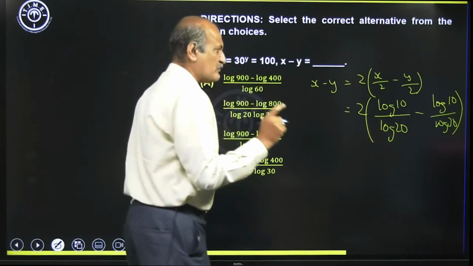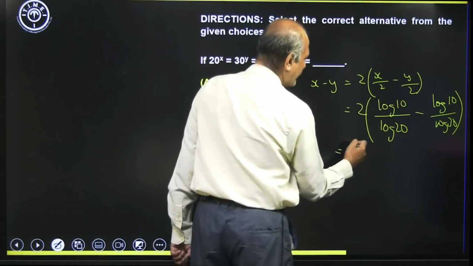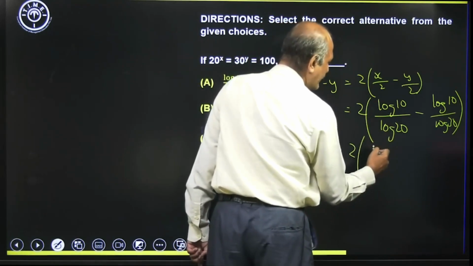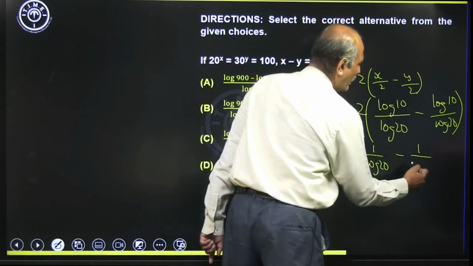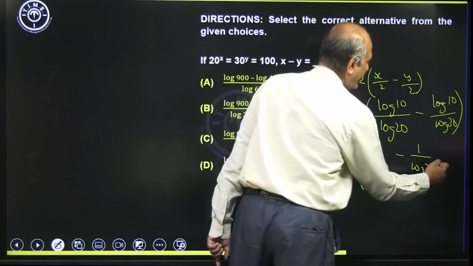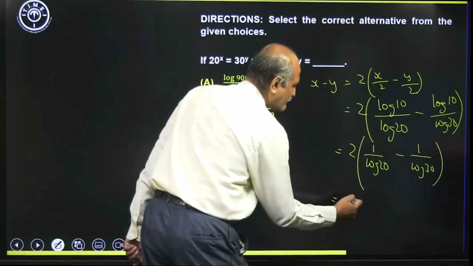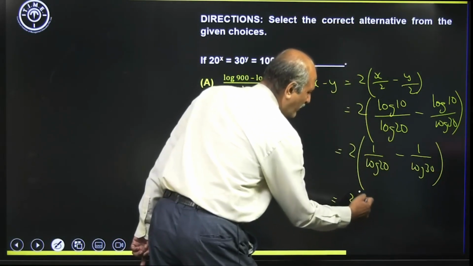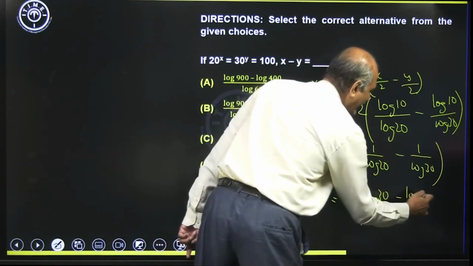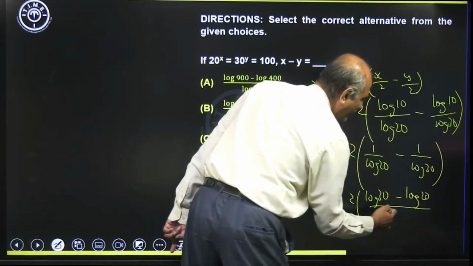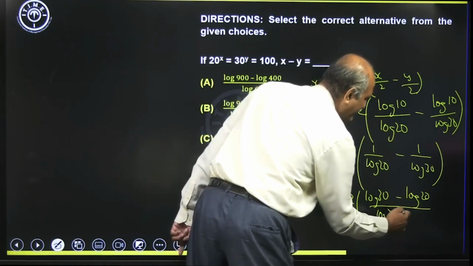Please understand, talking of logarithms here, the value of log 10 is equal to 1. So the next part I could have written as 2 times of 1 by log 20 minus 1 by log 30. Simplifying this, we could write it as 2 times of log 30 minus log 20 divided by log 20 into log 30.